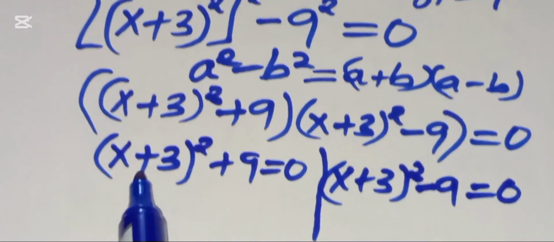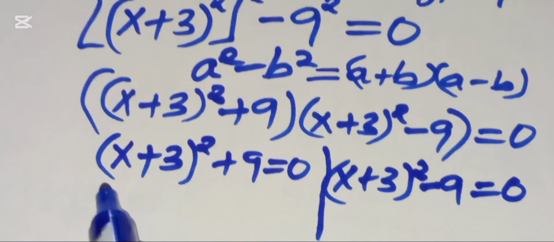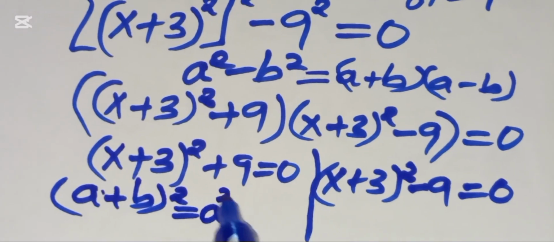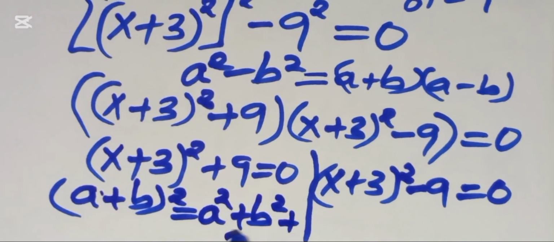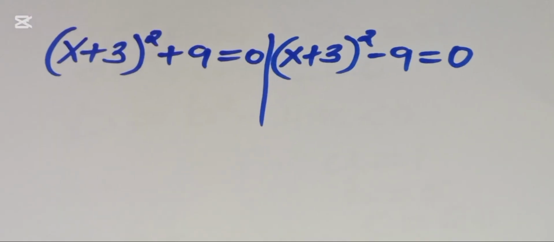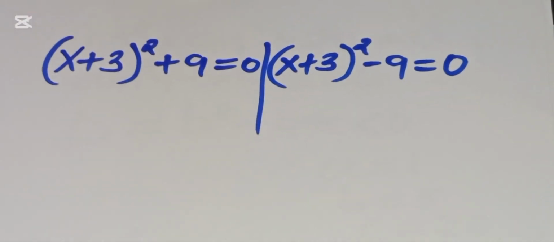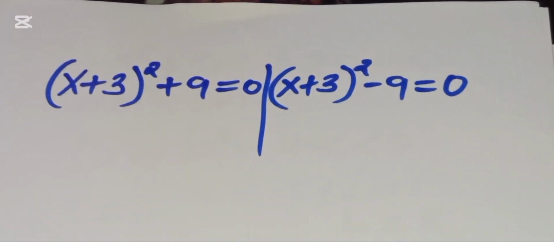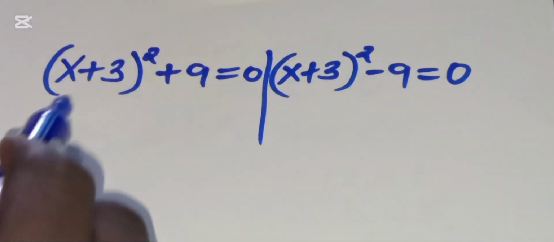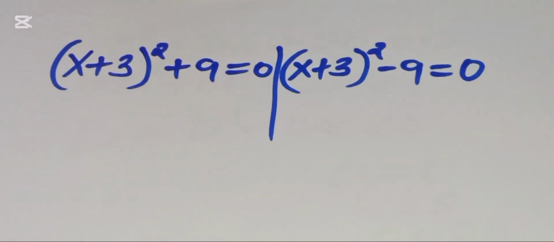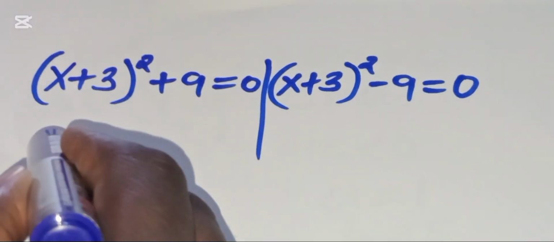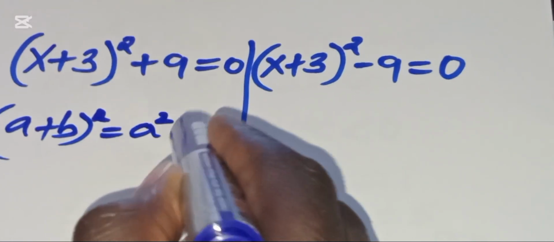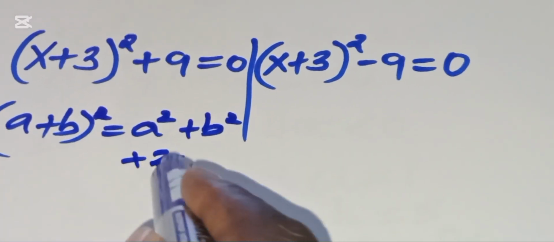So the first part, this is (x + 3)^2. This is in the form of (a + b)^2, which is actually a^2 + b^2 + 2ab. So actually you have two parts here. The first part is (x + 3)^2 + 9 = 0, and the second part is (x + 3)^2 - 9 = 0. So (x + 3)^2 is in the form of (a + b)^2, which we can express as a^2 + b^2 + 2ab.